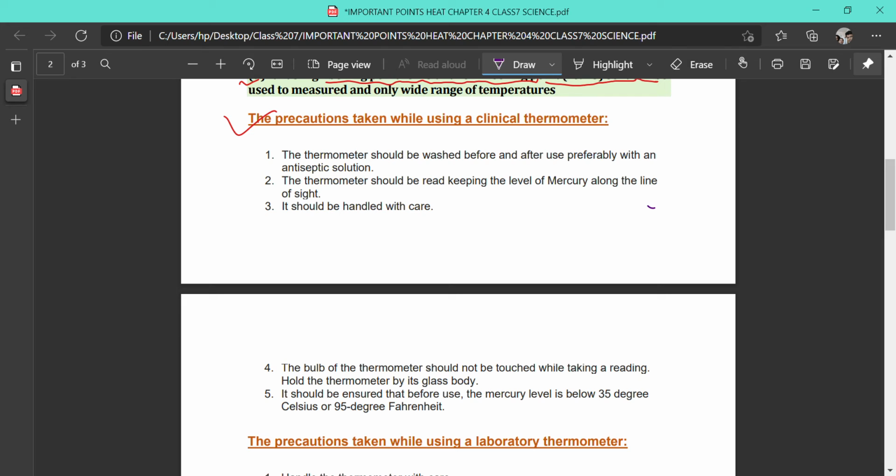Third one, it should be handled with care, because the earlier clinical thermometers are made up of glass. So it is very brittle. With a slight carelessness, it will just drop down and may get broken, may get damaged. And mercury is also toxic inside, and it may lead to some rashes also. So it should be handled with care.